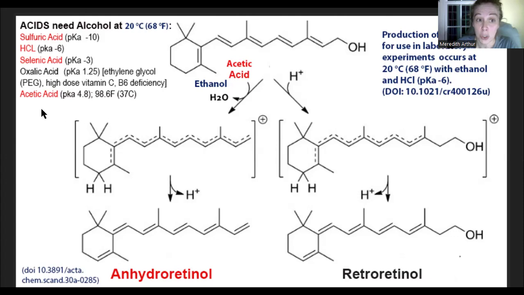But there's studies showing too that you can use ethanol and acetic acid. Hydrochloric acid, pKa is -6, it's a very strong acid. But acetic acid isn't so strong, pKa is 4.8. But the temperature that you need for acetic acid to make anhydroretinol is 98.6 degrees Fahrenheit, which is human body temperature. Pretty weird, right? So other acids that are potential at 98.6 degrees Fahrenheit might be oxalic acid.